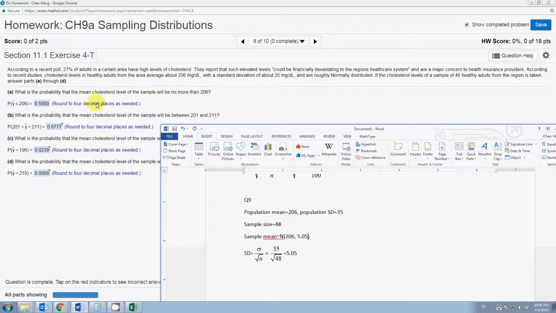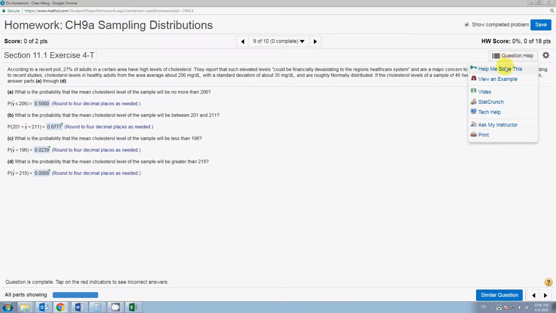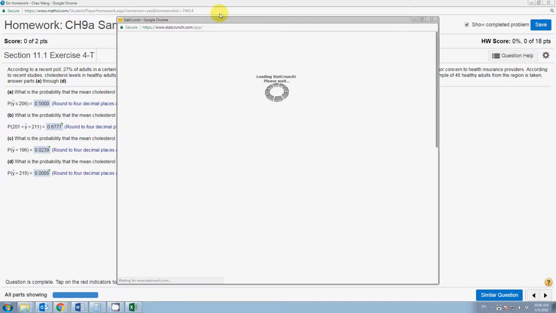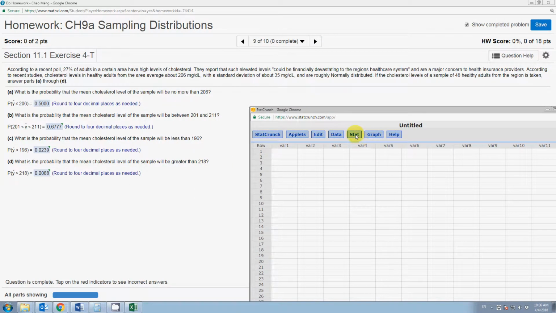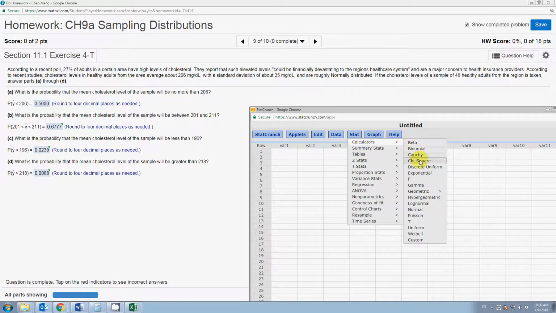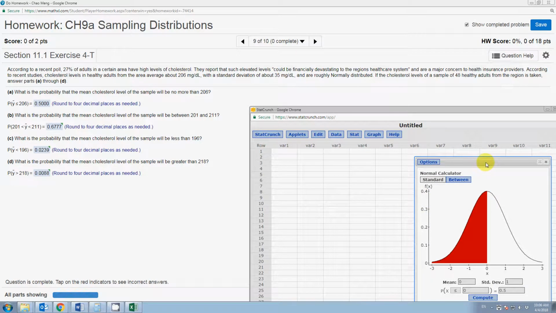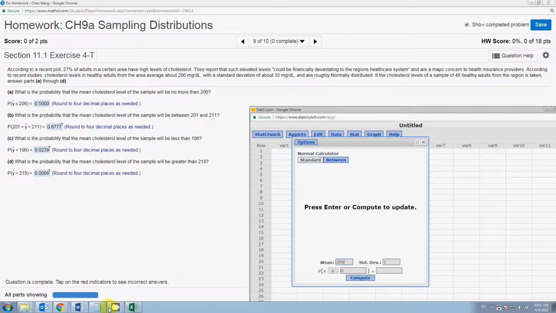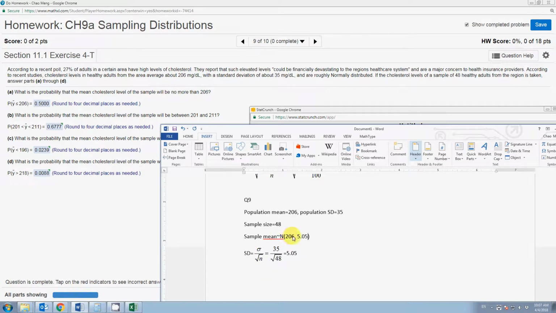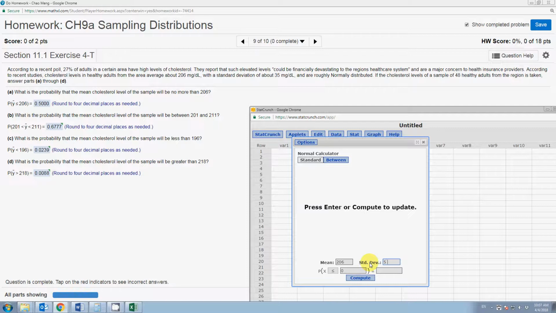Because we are talking about a normal distribution, let's get some help from StatCrunch. So let's open StatCrunch. Okay, so Stat, Calculators, Normal is here. So let's enter the parameters. The mean is 206, and the standard deviation is 5.05.